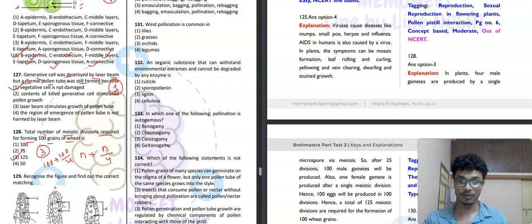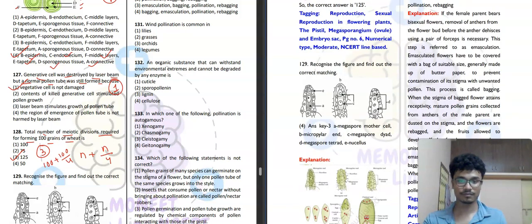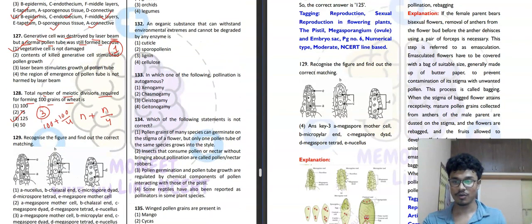Now we will understand this question conceptually. So you know that in plants, 4 male gametes are produced via a single microspore via meiosis. So after 25 divisions, 100 male gametes will be produced. Also, 1 female gamete is produced after a single meiotic division. Hence, 100 eggs will be produced in 100 divisions. Hence, a total of 125 meiotic divisions are required for the formation of 100 wheat grains. So the third option will be our correct answer for this question. Moving towards the next question, 129.